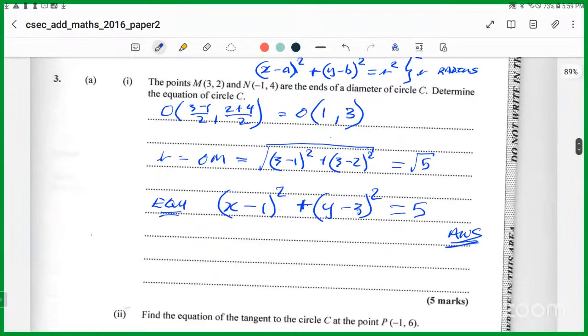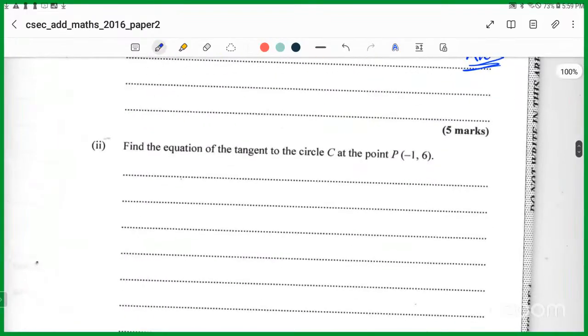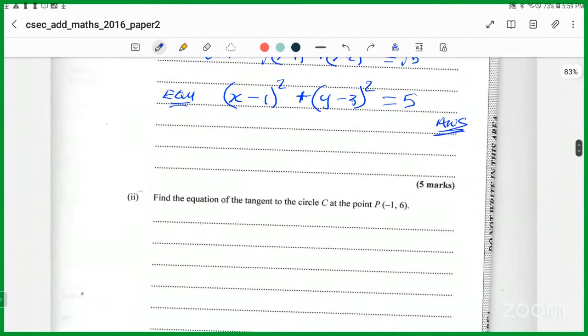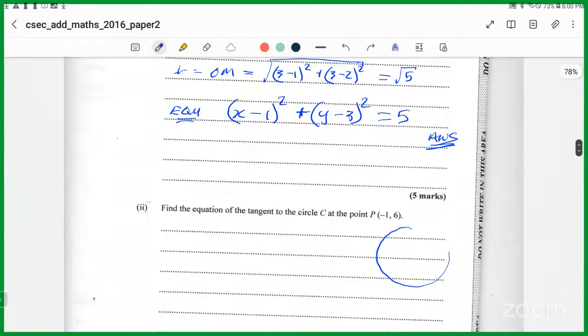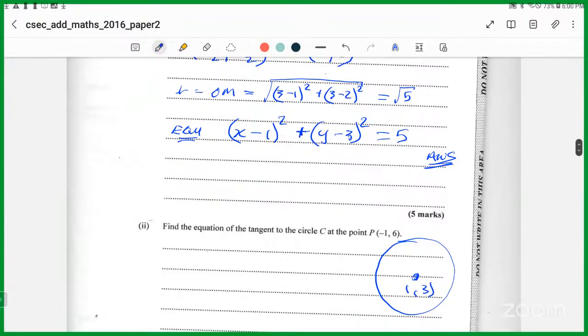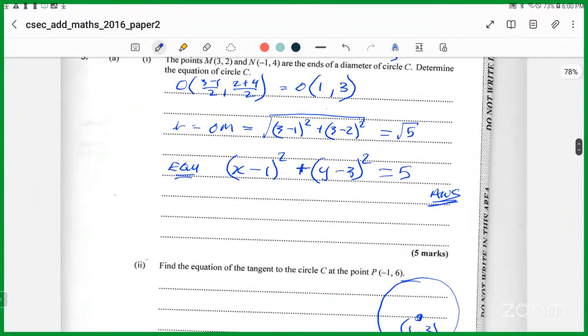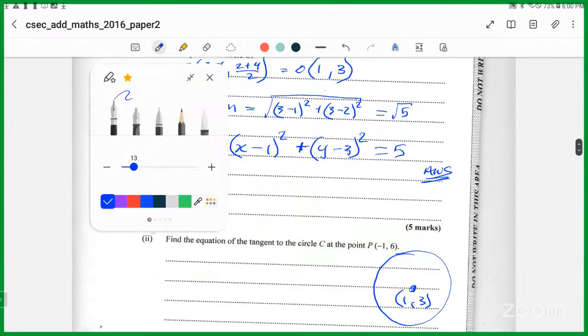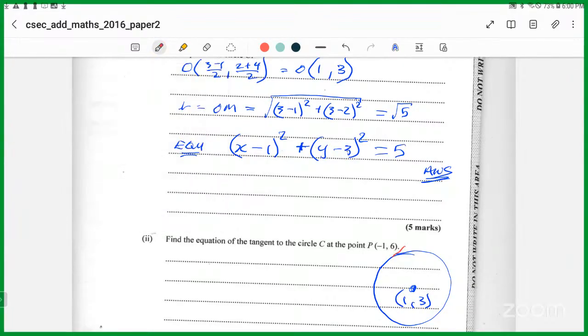Alright, let's continue. This one says now we have to find the equation of a tangent at this point. And that's a typical question that is asked in AdMaths. There's no need for us to be getting questions like this wrong. So you have the circle, and we have the center point, which is 1, 3. And they want the tangent at the point negative 1, 6. So they want this red tangent here at the point negative 1, 6. That's the point P.